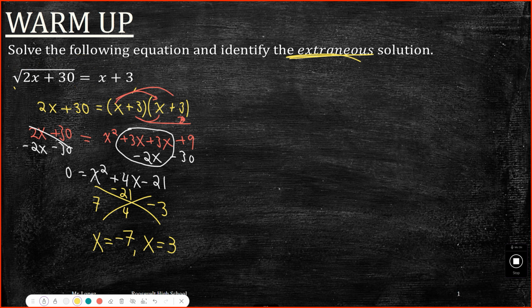We'll just plug it in, no? Let's plug it in. So let's go over here and let's check. Let's check if this is a correct answer or not. So let's plug it in for x. So we're going to get 2 times negative 7 plus 30. It's saying that it's going to equal to x again. Plug in that negative 7 plus 3.